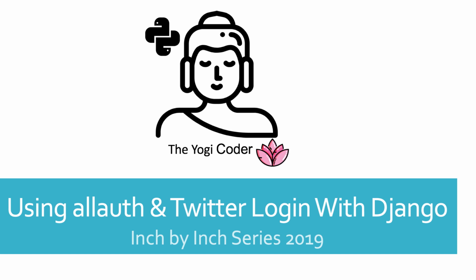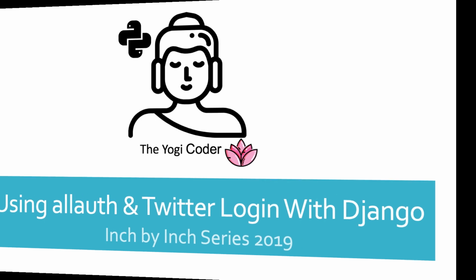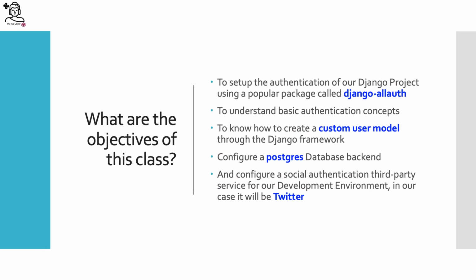We will then install and configure django-allauth, which is a very popular authentication module that people use with Django. And finally, I'll show you how to configure Twitter as a means of authentication for your development server. There is so much to do. Let's not wait. So by the time you're done with this class, what will you know? What will you be able to do?